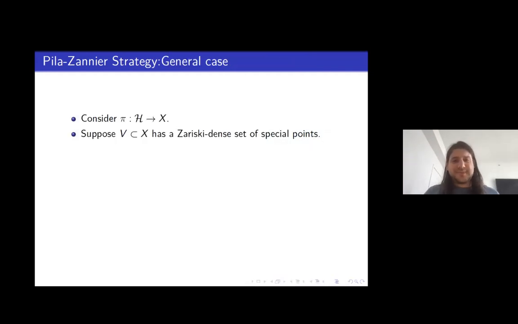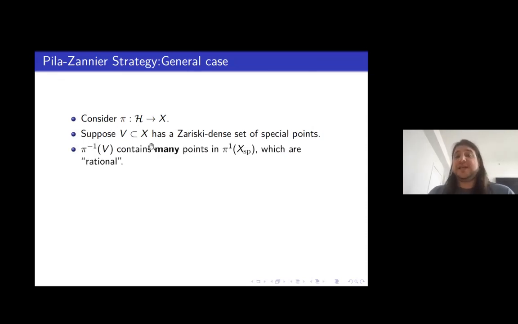So let's summarize this in the general case. How would this go? You have this kind of uniformization. Suppose you have a subvariety that has a Zariski dense set of special points. We want to show that it's special in some way. So first we pull it back and we show it contains many points which are rational, not quite rational, but of low degree. Like for the upper half plane, you will get quadratic irrationals. It's close enough.